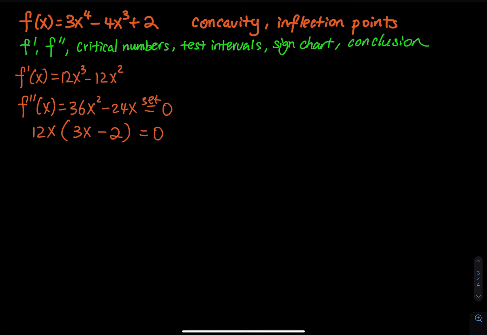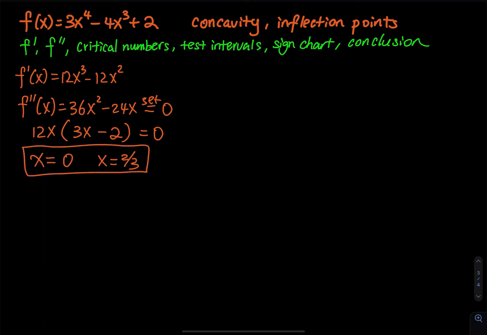So using the zero product property, let me say this one more time. When you use the zero product property, the other side must be 0. If the right hand side is 1 or anything non-zero, then you cannot use the zero product property. Just a basic algebra question. Okay, so 12x equals 0, then x equals 0, and then 3x minus 2 equals 0, then x equals 2/3. So they are my critical numbers.